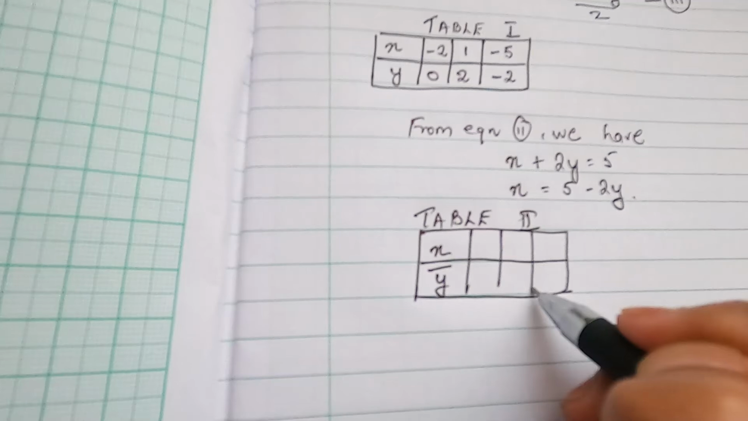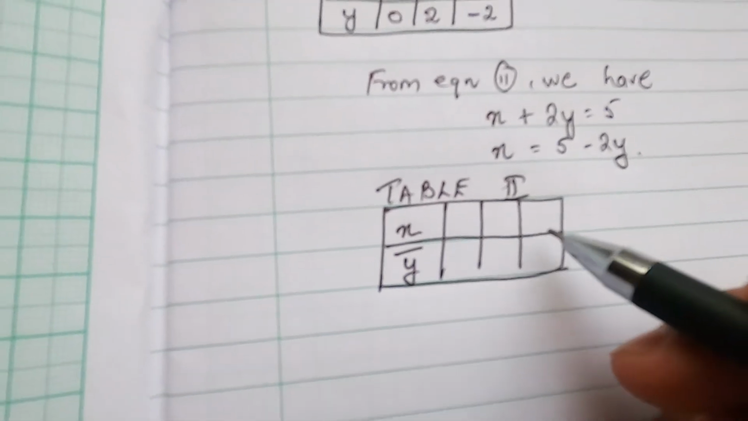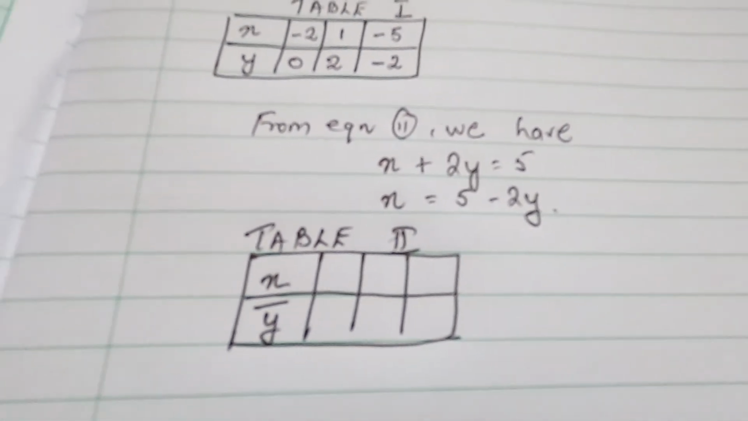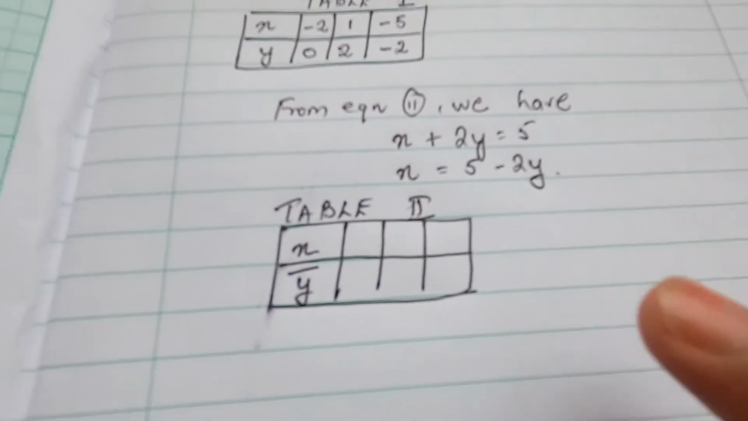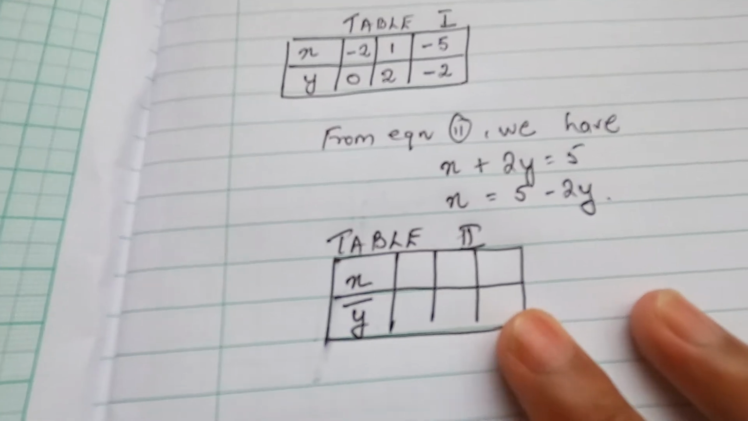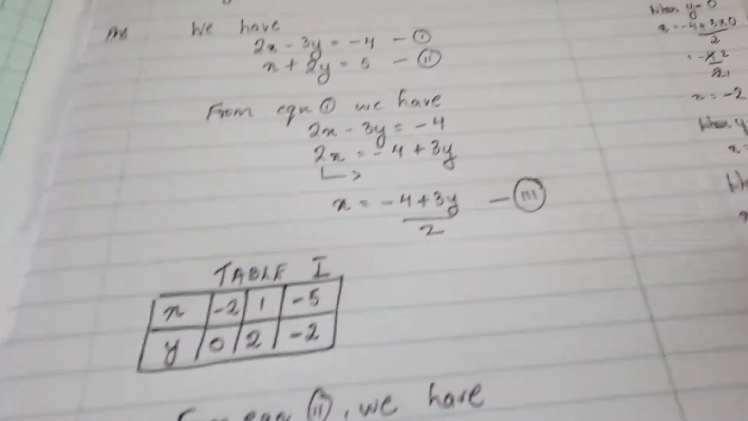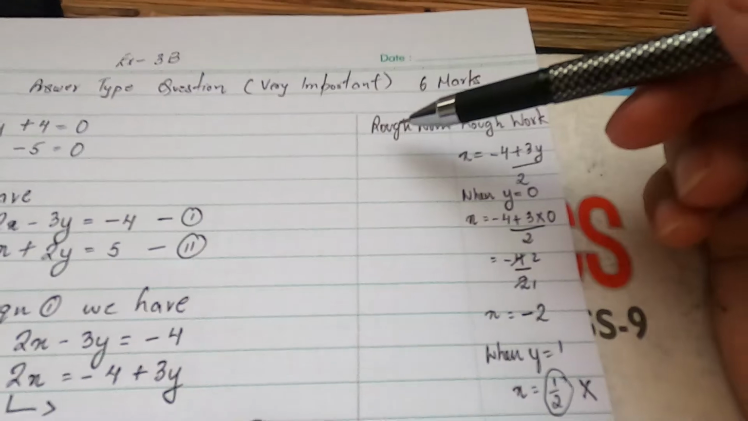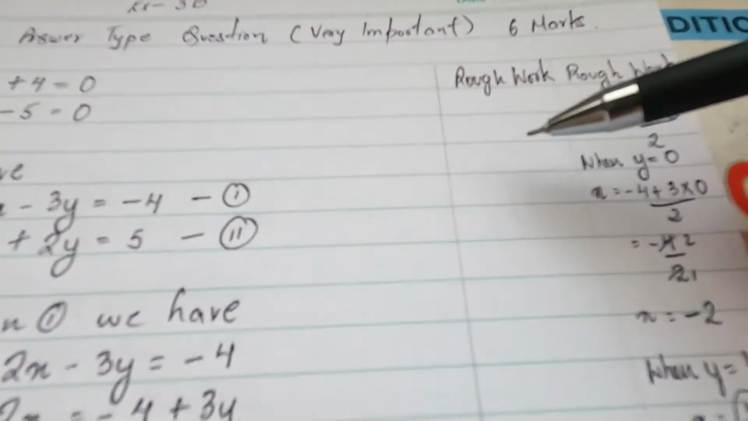So coordinate 1, coordinate 2 and coordinate 3. So in this case, let us find the three coordinates for equation number 2. Here also I've drawn another table for the rough work. In this case we have x is equal to 5 minus 2y.